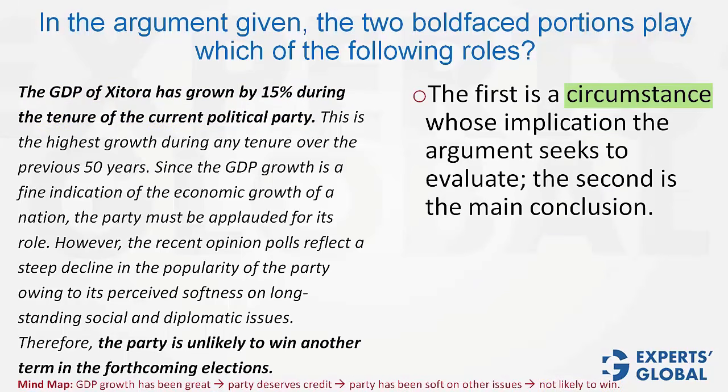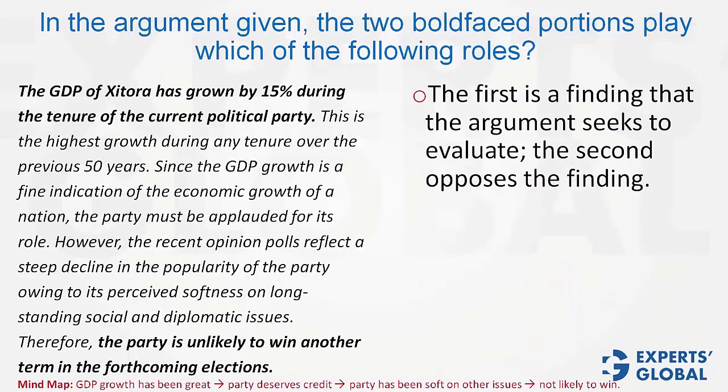The first is a circumstance whose implication the argument seeks to evaluate. Perfect. The second is the main conclusion. Awesome. This is a very fine answer choice. Look at this one now. The first is a finding that the argument seeks to evaluate. All right. The second part, the second opposes the finding. The second does not say that the GDP did not grow by 15%. So the second part is not correct. Bad answer choice.